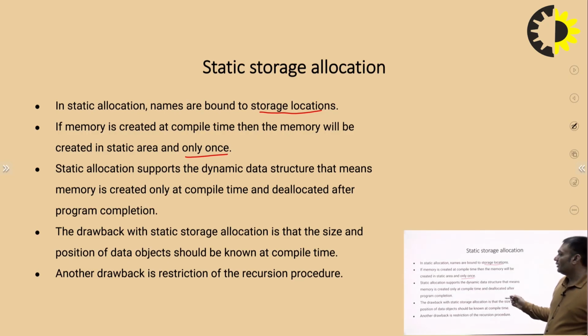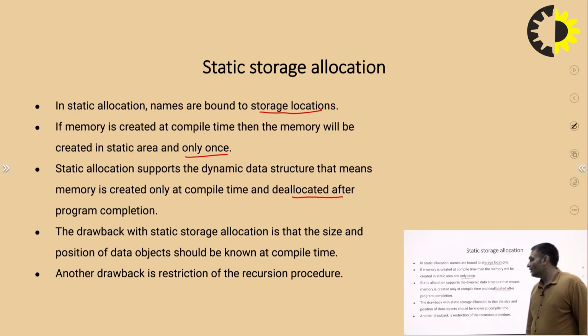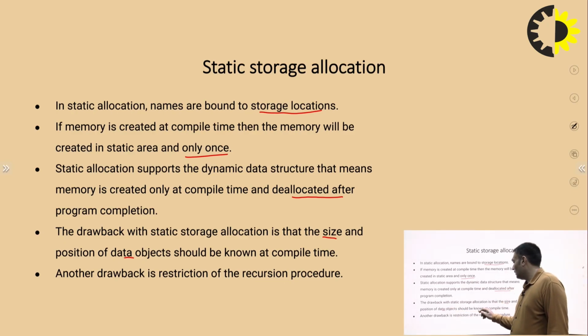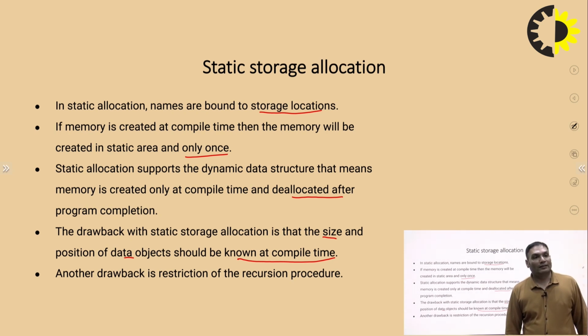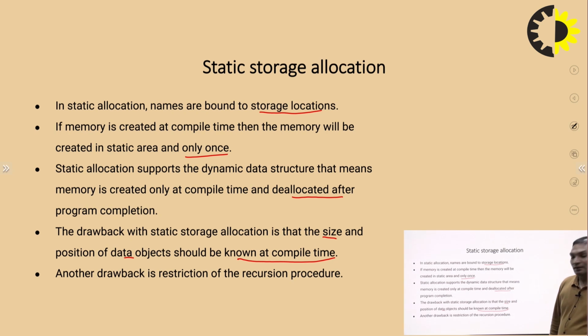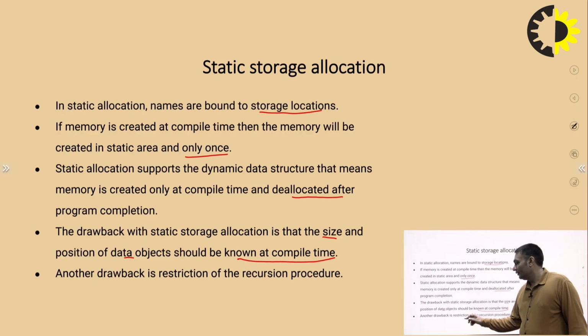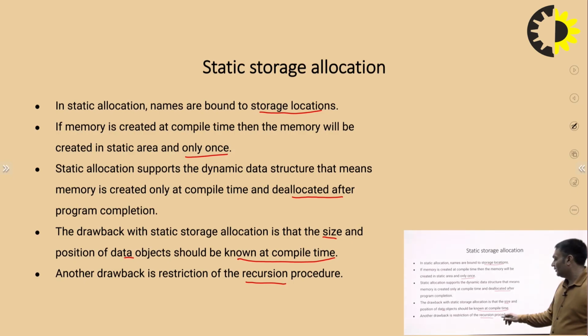Static allocation supports the static data structure. That means memory is created only at compile time and deallocated after the program completion. And the drawback with static storage allocation is that the size and position of the data object should be known at compile time. And another drawback of this scheme is the restriction on recursive procedures.